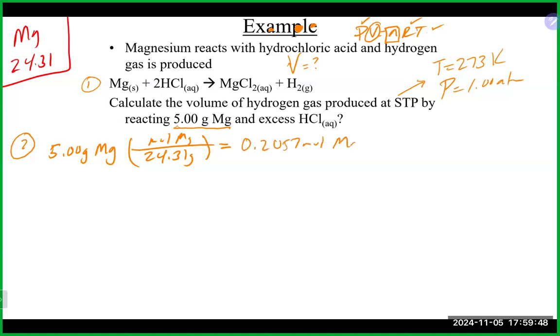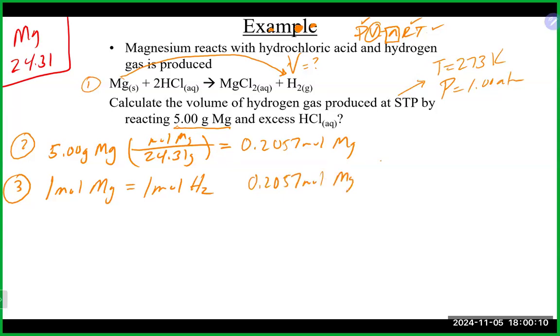0.2057 moles of magnesium. Once again, though, we're not interested in magnesium. We are interested in the H2. So that, again, is where the stoichiometry comes into play. And from the equation, we can see for every 1 mole of magnesium, we pretty much get 1 mole of hydrogen. So that should make the math pretty easy. We're going to go 0.2057 moles of magnesium. Again, it's basically a 1-to-1 relationship here. So 1 mole magnesium, 1 mole of hydrogen. I think I could do that without the calculator.